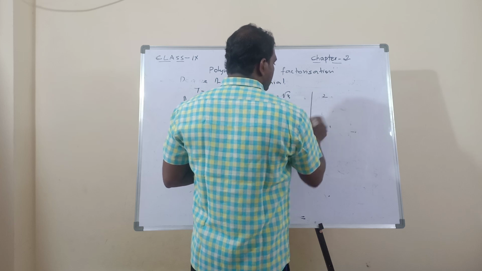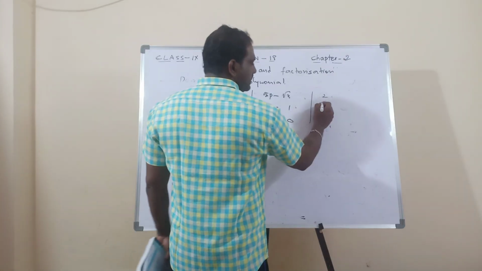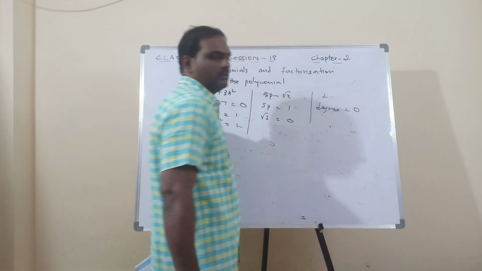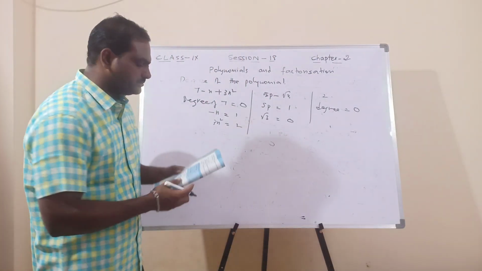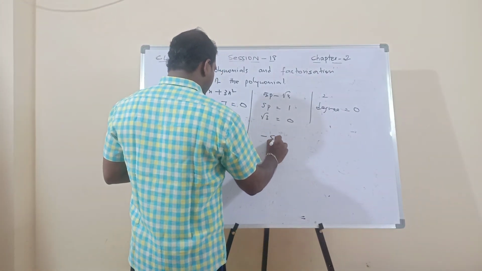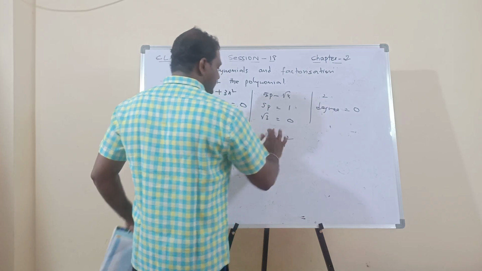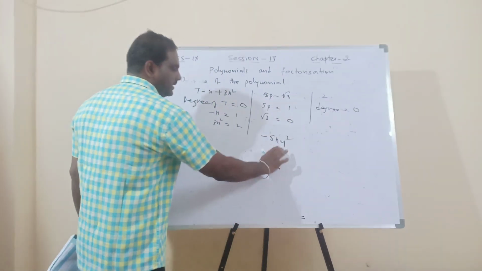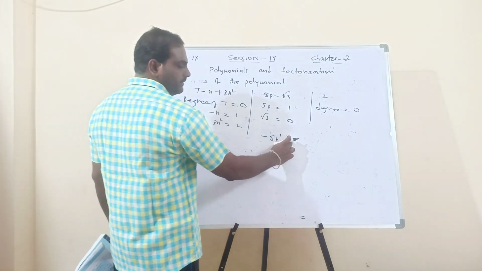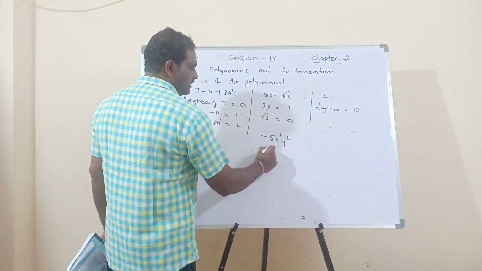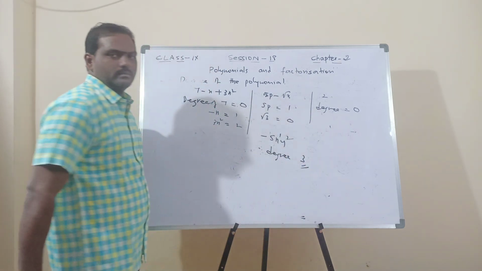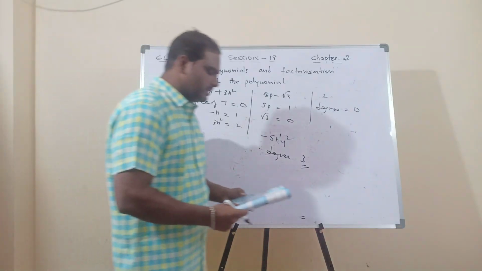Next, question number 4. 2. Only 2. So what is its degree? Degree is 0. Why 0? 2 is a constant number. And next, minus 5xy square. Can you tell what is the degree? Here there are two variables. The first variable having power 1 and second variable having power 2. So therefore its degree is 3. That is the answer. Right?